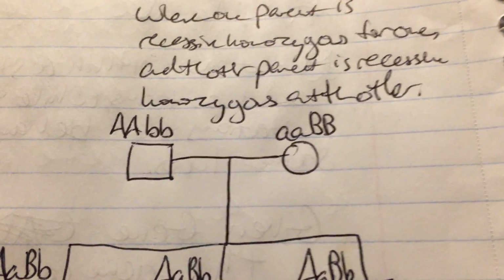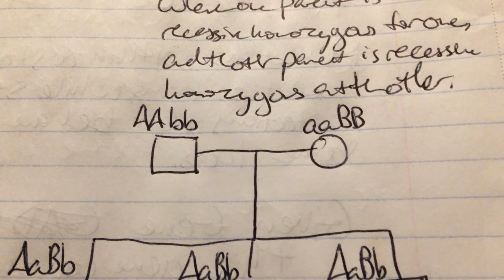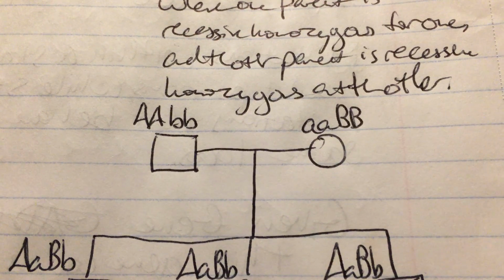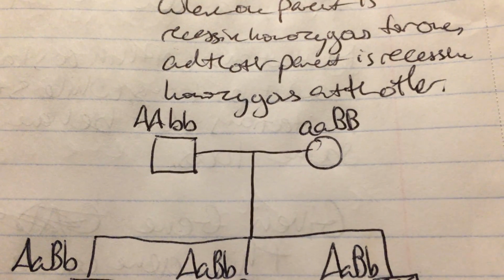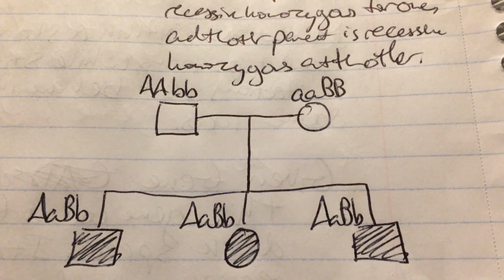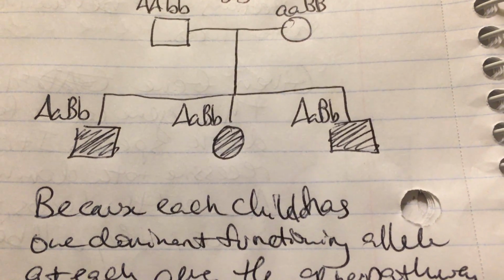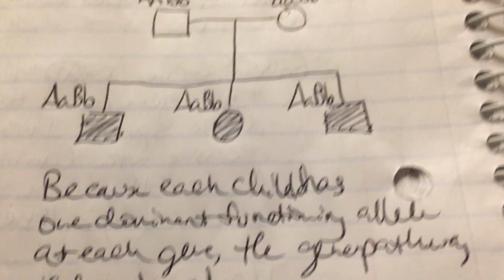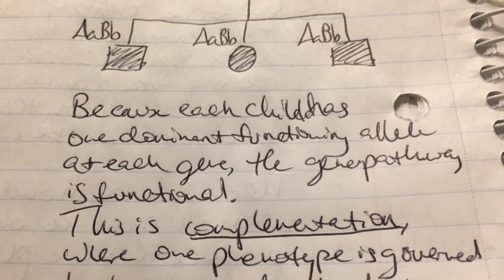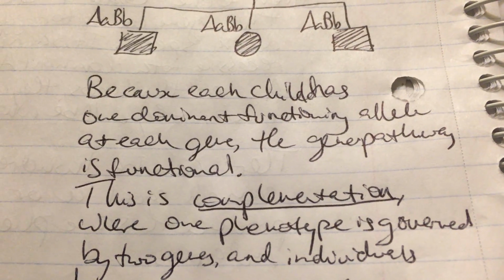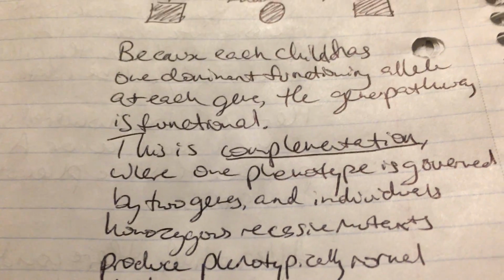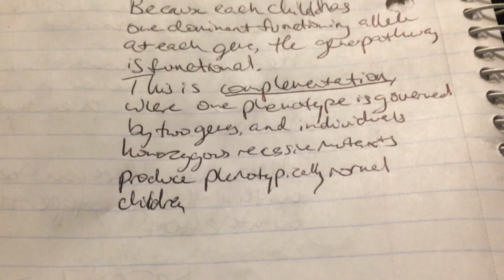The children are going to be heterozygous at each of these alleles. As we had previously discussed, being heterozygous dominant at this allele means that both of these genes will be functioning, and therefore the children express the normal dark phenotype. Because each child has one functioning allele at each gene, the gene pathway is functional. This is complementation, where one phenotype is governed by two genes, and individuals that are homozygous recessive mutants produce phenotypically normal children.